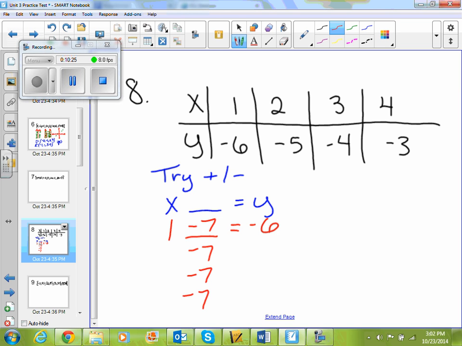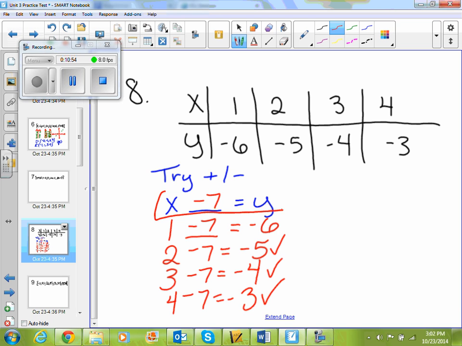Okay. I remember this. So then 2 minus 7 gives me negative 5, which is what I wanted. Okay. What about 3 minus 7? Negative 4, which is what I wanted. And then 4 minus 7 gives me negative 3, which is what I wanted. So I know that my pattern is subtracting 7 because it worked for everything. So then my function that it asks me to write is x minus 7 equals y.